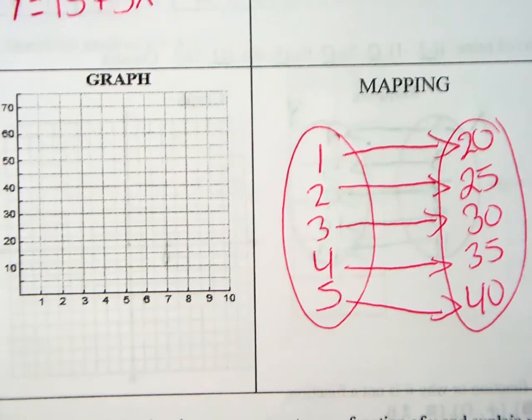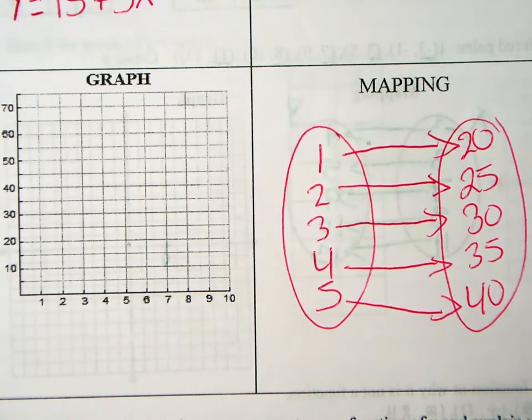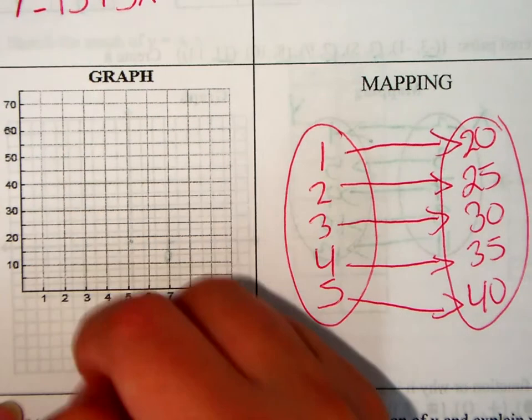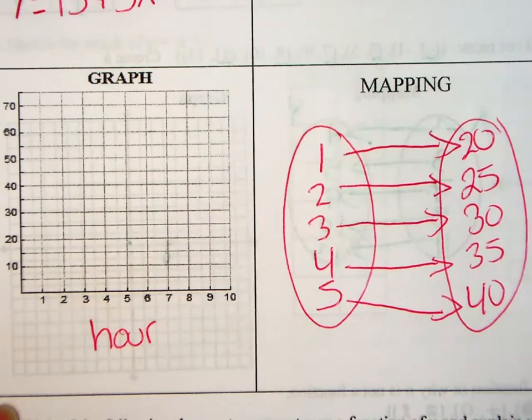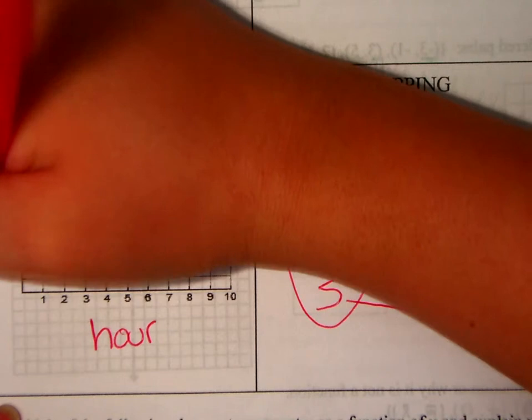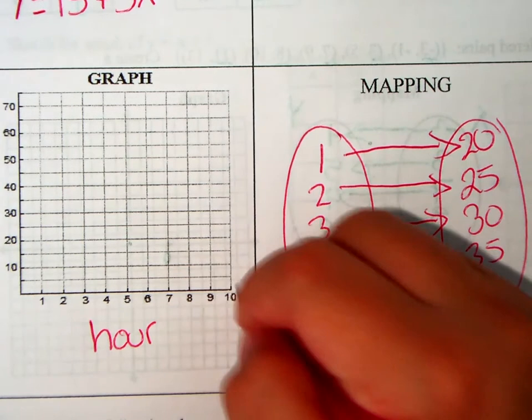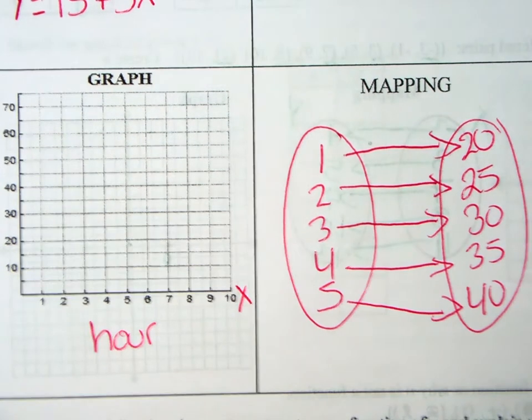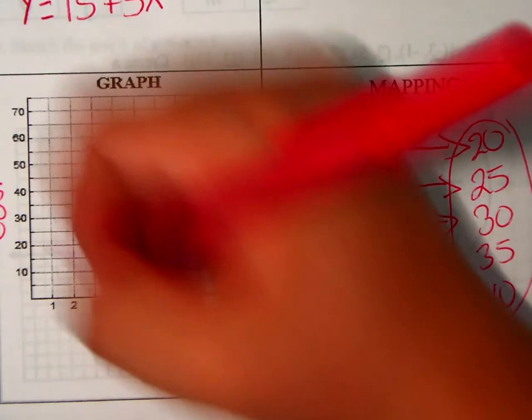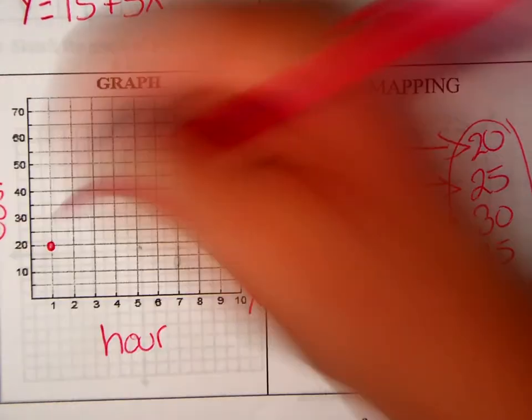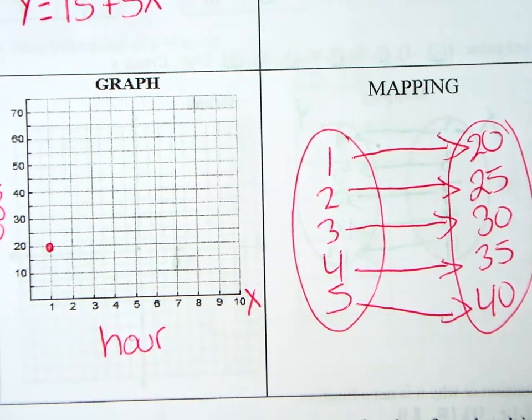Like that. Now for the graph, I'm only going to plot 1 point. I'm not going to plot them all. You can fill in the rest. So for 1 hour, don't forget to label your axis. Hour and cost is the Y. Remember, time is always going to be independent, which is X. Alright, so for 1 hour, we paid $20. So there's that one. Make sure, again, you do not connect the dots.